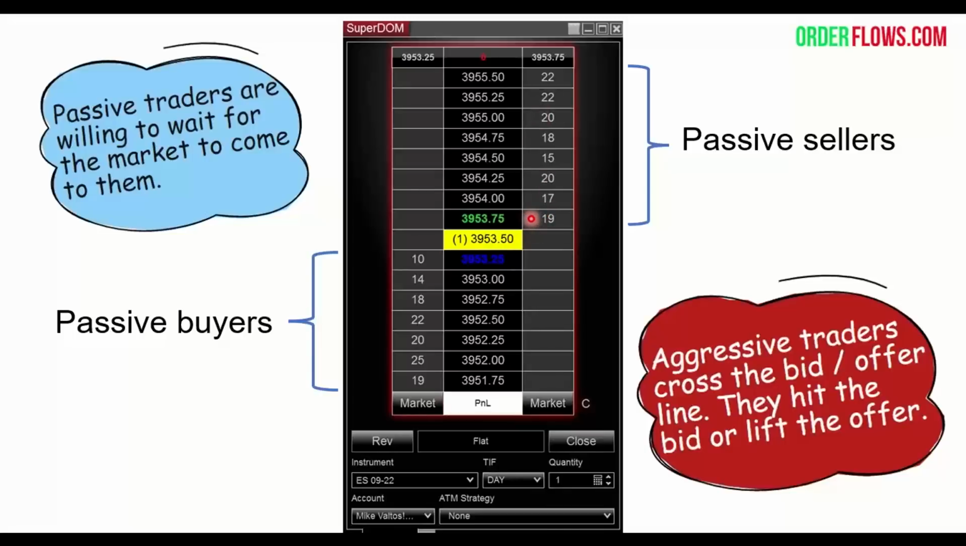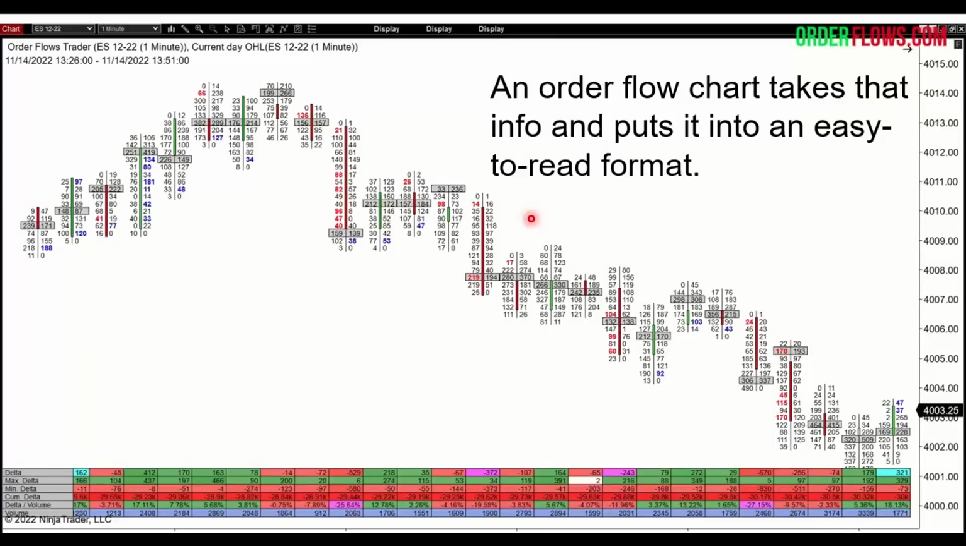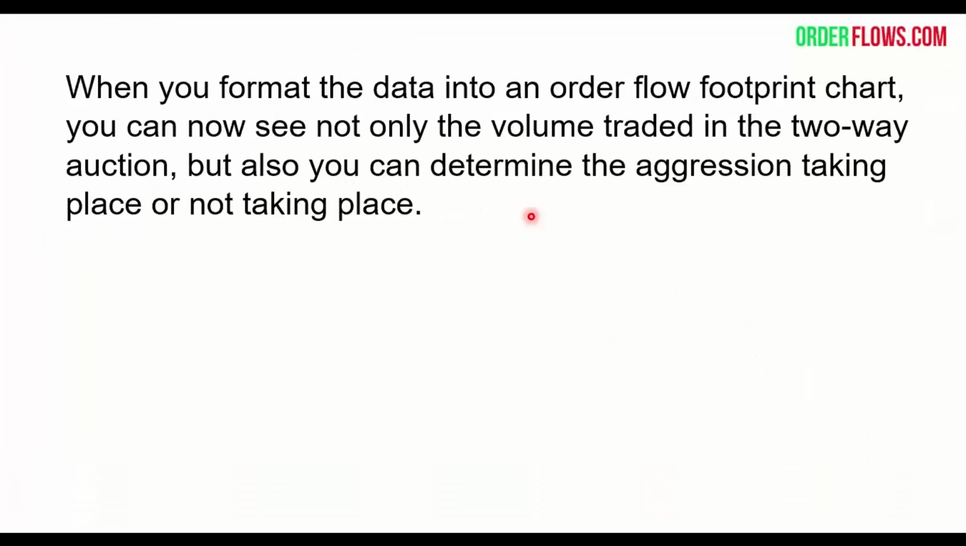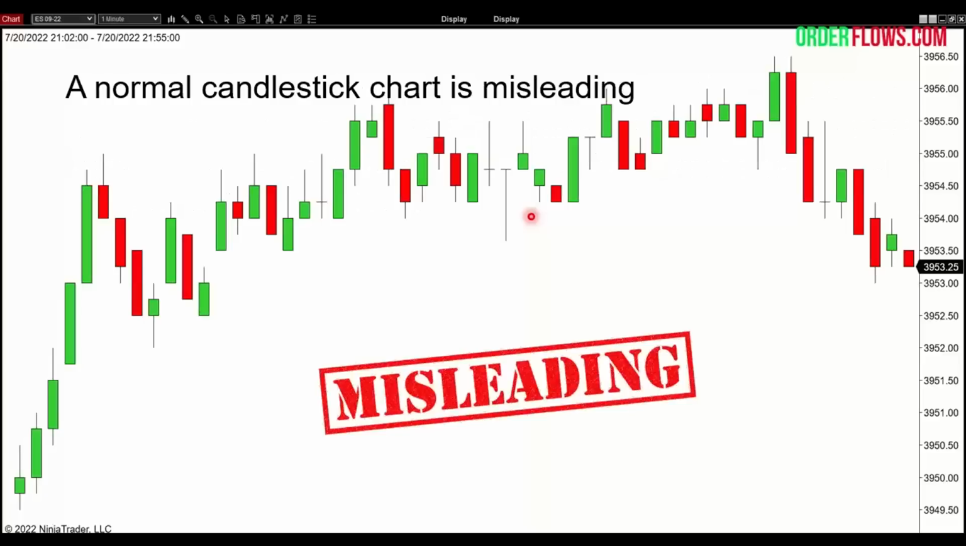You got to be dealing with constantly changing bids and offers. Whereas when you're looking at a footprint, it's not changing. Once it prints there, the bar closes, the footprint's not going to change. That's it. That's history already. That's the fact. So when you format the data into an order flow footprint chart, you can now see not only the volume traded in the auction, but you can determine the aggression that's taking place, or again, not taking place, right? We spent a lot of time talking about the aggression that's taking place, but you should also pay attention to when there's a lack of aggression or lack of volume taking place.